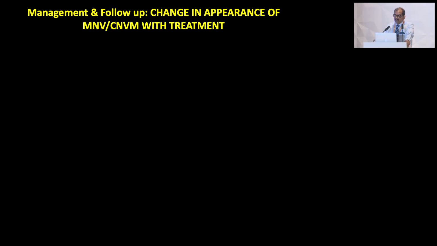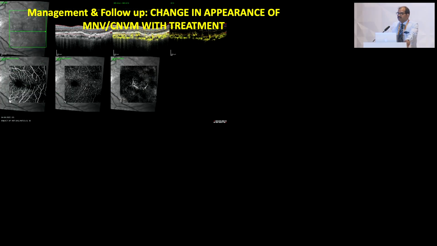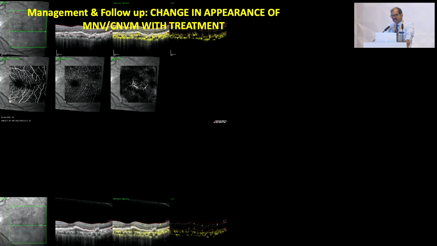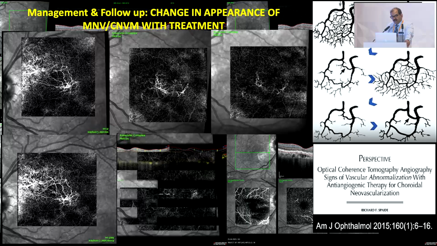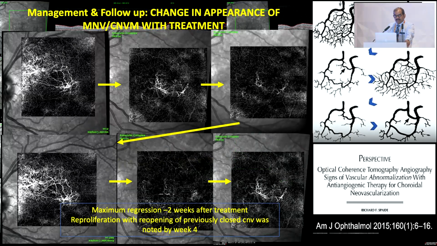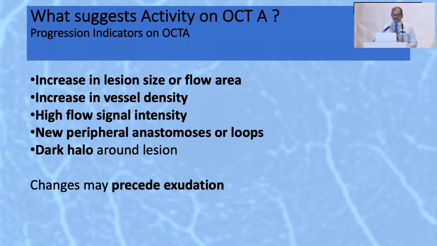Now, treatment response can also be monitored by seeing the appearance of neovascularizations with the help of OCT angiography. In most of the lesions, the maximum response occurs 2 weeks after the treatment, but reproliferation with reopening of the previously closed choroidal neovascularization can be noted by 4 weeks. So you can monitor these lesions by seeing the appearance of neovascularization, how it is responding.